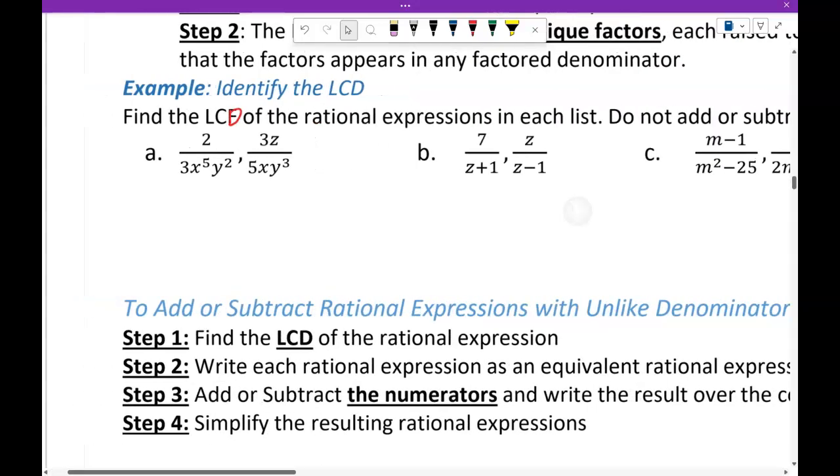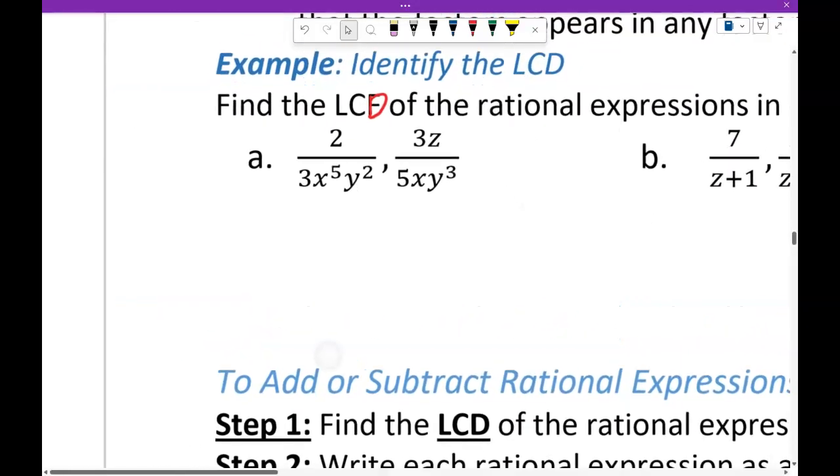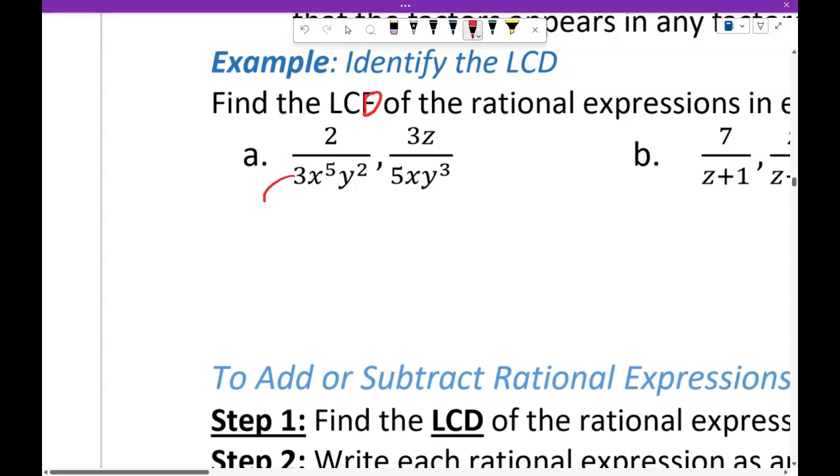However, we're not going to add or subtract. We're just identifying the least common denominator. So the factors in our first denominator are 3, x, and y. We're just identifying the unique factors, not necessarily the exponent yet. Then when we look at our second denominator, x and y are already in our list, but we are going to include the unique factor of 5.